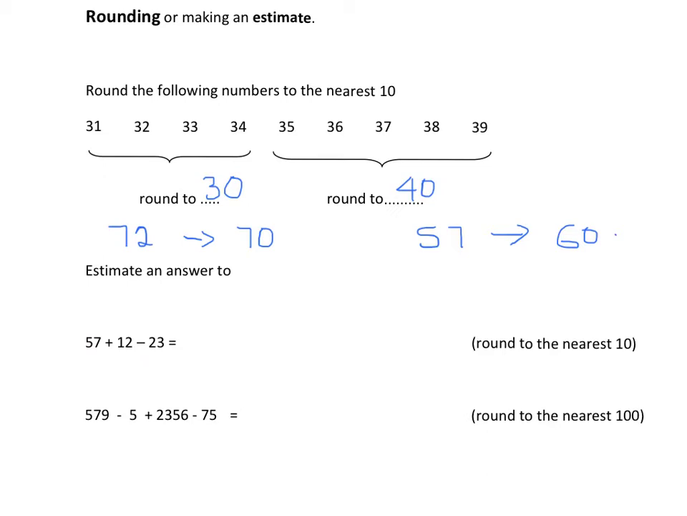57, well, we've just done that one. That rounds off to 60. We're looking at the nearest 10. 12 rounds off to 10, and 23 rounds off to 20. So when we've got that far, then we can now perform this operation. Now the way we perform these operations is actually work from left to right. So we say 60 plus 10 is 70, subtract 20 is 50. So I could do that one in my head.